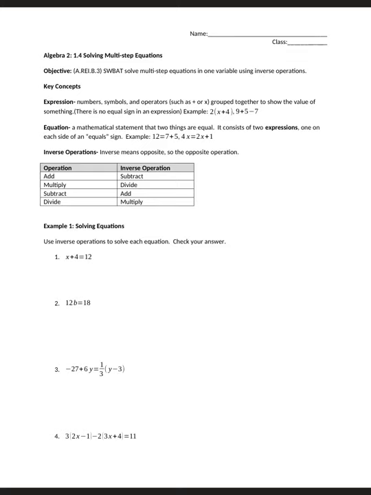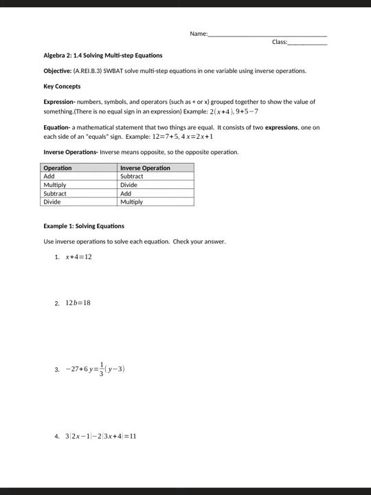Okay, so today we're going to be talking about solving multi-step equations. You've probably learned this in previous classes, so this is going to be kind of a flyby review. We do need to know some key concepts. The first one is an expression and the difference between an expression and an equation.